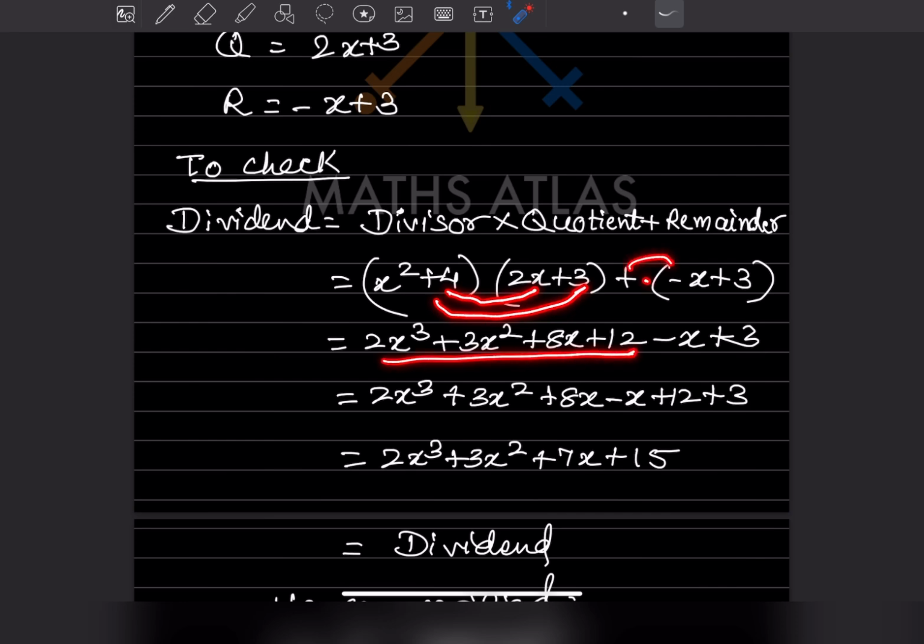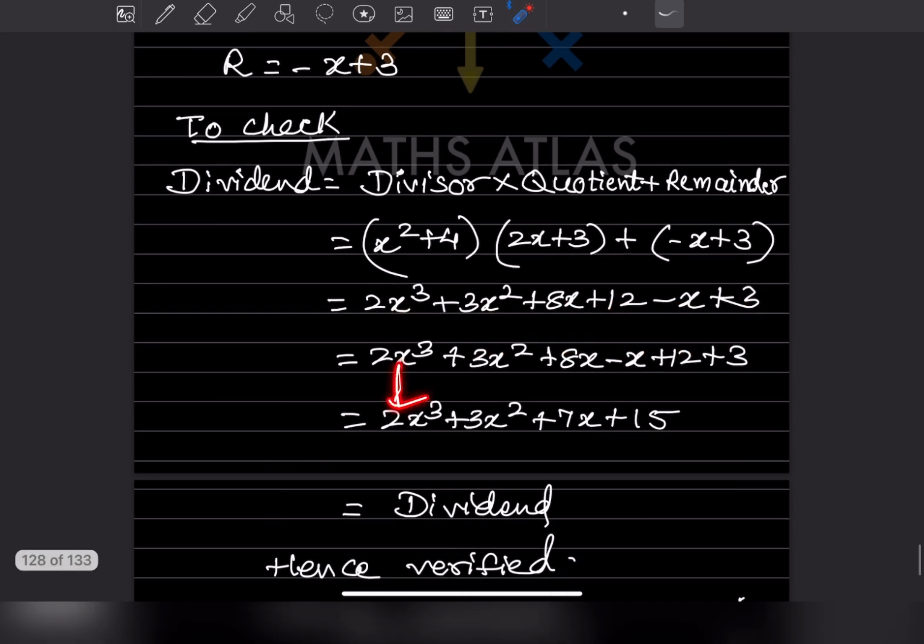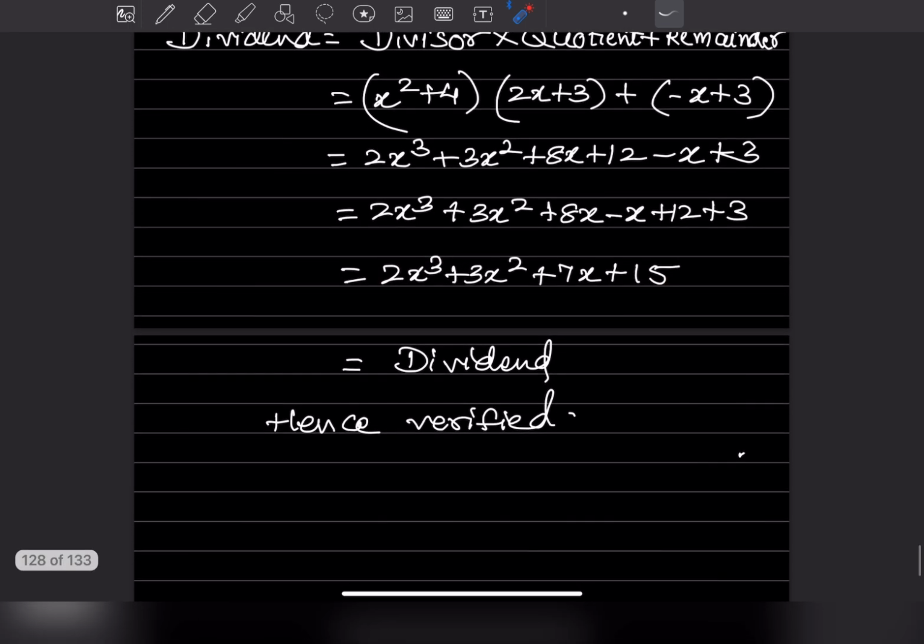And now look at here. This will be minus x and this is going to be plus 3. Let us bring the like terms together. 3x square, plus 8x minus x, and plus 12 plus 3. This is the same. This is the same. Plus 8 minus 1, so that is going to be plus 7x. Plus 12 plus 3 is going to be 15. So this, you can check, that is the dividend. So that is verified. So by this one we have completed today's work.